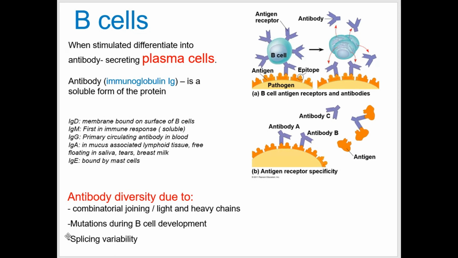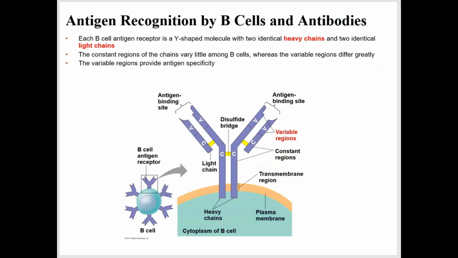And then if you recall, we have splicing variability, which has to do with RNA splicing. So you may have this basic blueprint of the gene, you make a copy in the form of mRNA, but then the way you splice it is going to vary. So you can produce this type of protein or a slightly different protein with those specific shapes that we're looking for to be able to identify specific antigens. So antigen recognition by B cells and antibodies is represented right here.